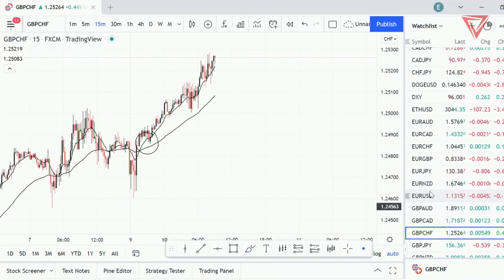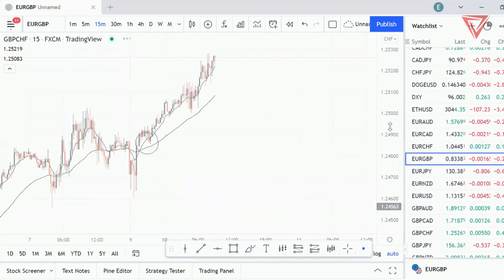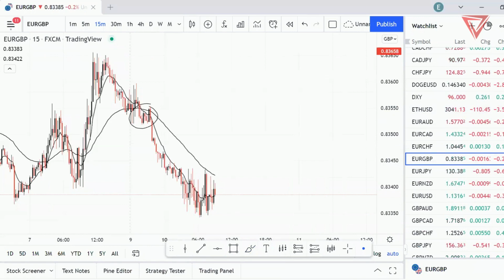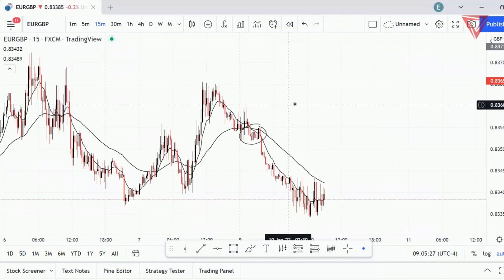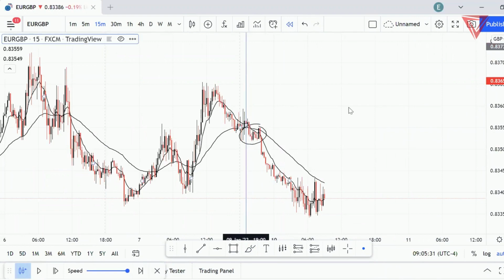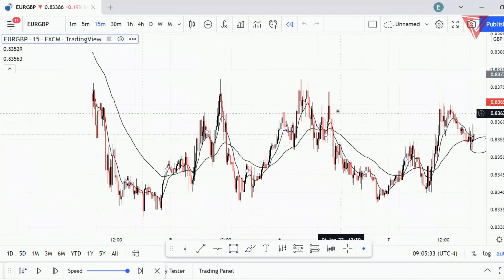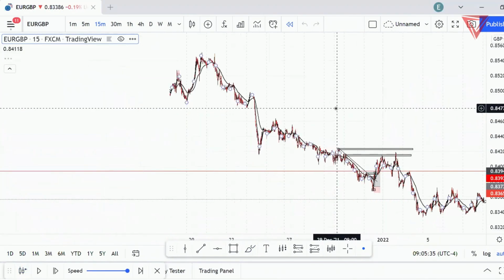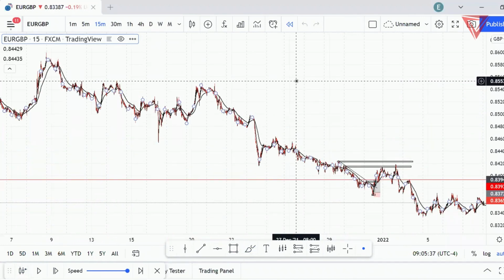So let's go to Euro GBP first and foremost, because this was the first analysis for the week. Let's use the replay function and try to make sense out of nonsense. So we'll say, boom, right there. Right off the bat, the question you have to ask is, what direction is Euro GBP going in?